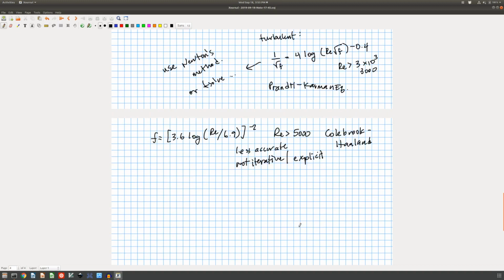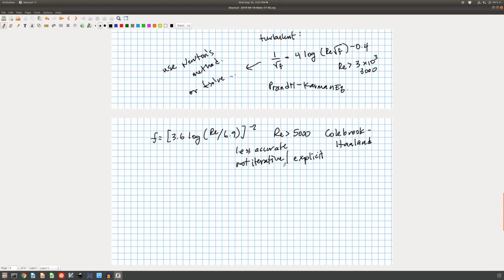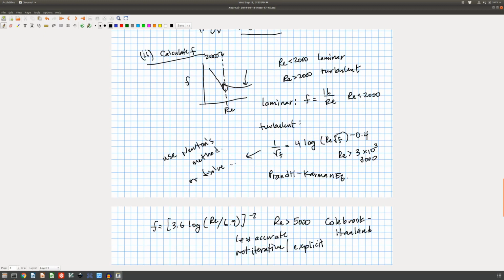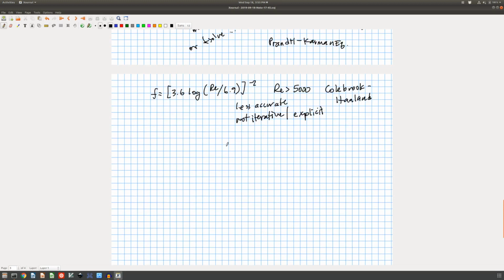Okay, so we can calculate the friction factor now. We're just going to plug it into the Colebrook-Holland equation. How do I know to use the Colebrook-Holland? Well, I know because of my Reynolds number. Look, my Reynolds number up here is 10 to the 5th. That's way out here in this guy. So it's definitely turbulent, and so I can either use the Prandtl-Karman or the Colebrook-Holland. And I'm lazy, so I'm going to use the Colebrook-Holland equation.